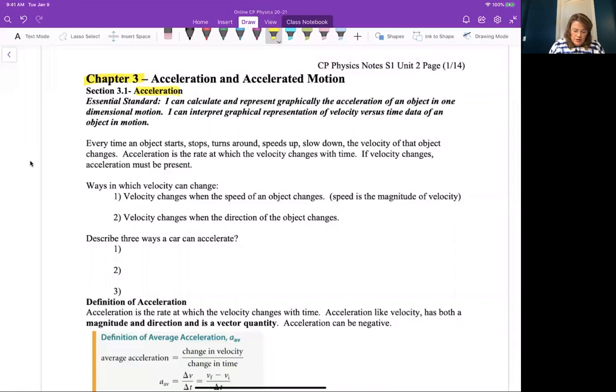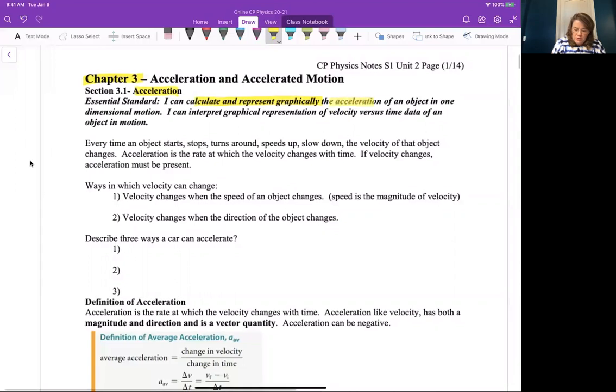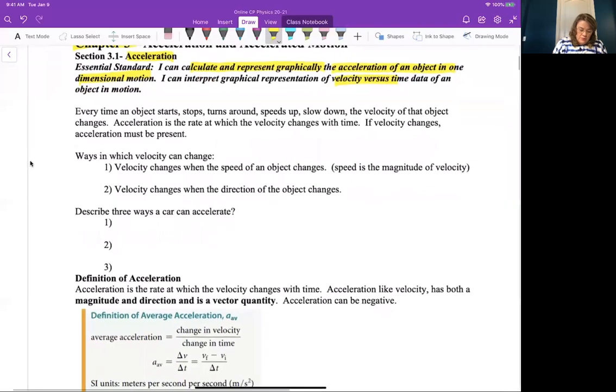And we're trying to learn how to calculate and represent graphically the acceleration of an object in one dimension. We're only going to be in one dimension for now. I can interpret graphical representations of velocity versus time curves, which is different than what we did last chapter. We were in position versus time curves of an object that's in motion. So let's just think about a generic situation. Every time an object starts, stops, turns, speeds up, and slows down, the velocity is changing.